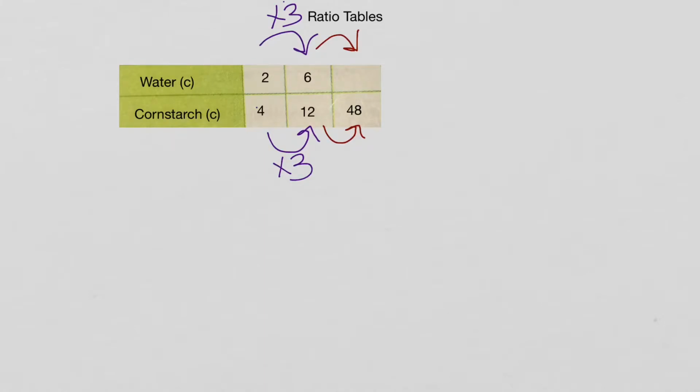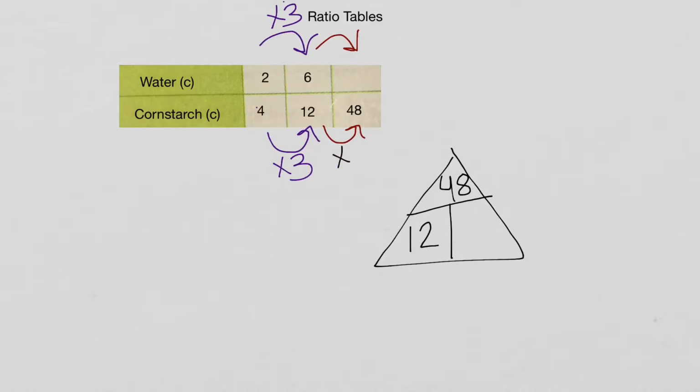To determine my missing value, I must first determine how I got from 12 to 48, and do the same to my numerator. I know that 12 times a number must equal 48. To figure out the missing number, I can fill out a fact family, and I know that 48 divided by 12 equals 4. So 12 times 4 equals 48. I must also multiply my 6 by 4 because 6 is in my numerator. 6 times 4 is 24. So my equivalent ratio is 24/48.